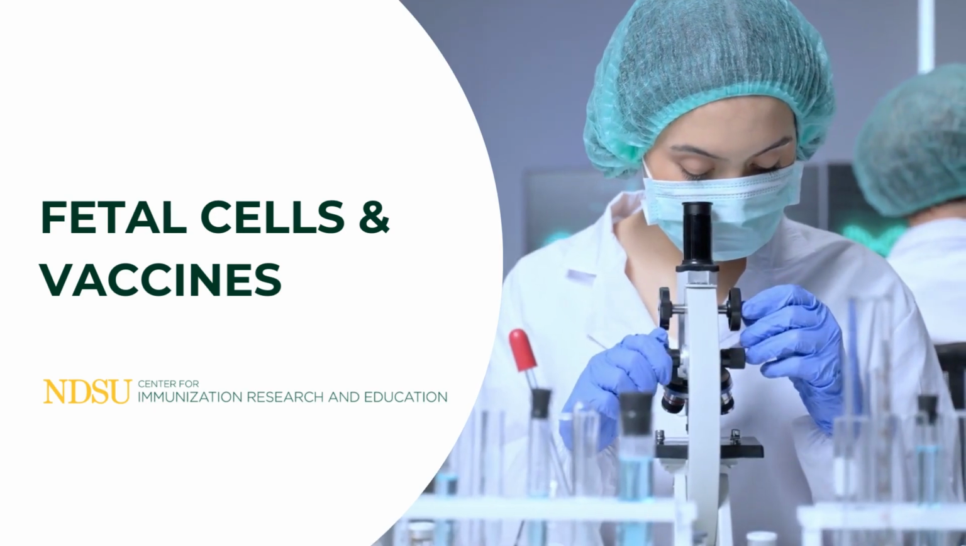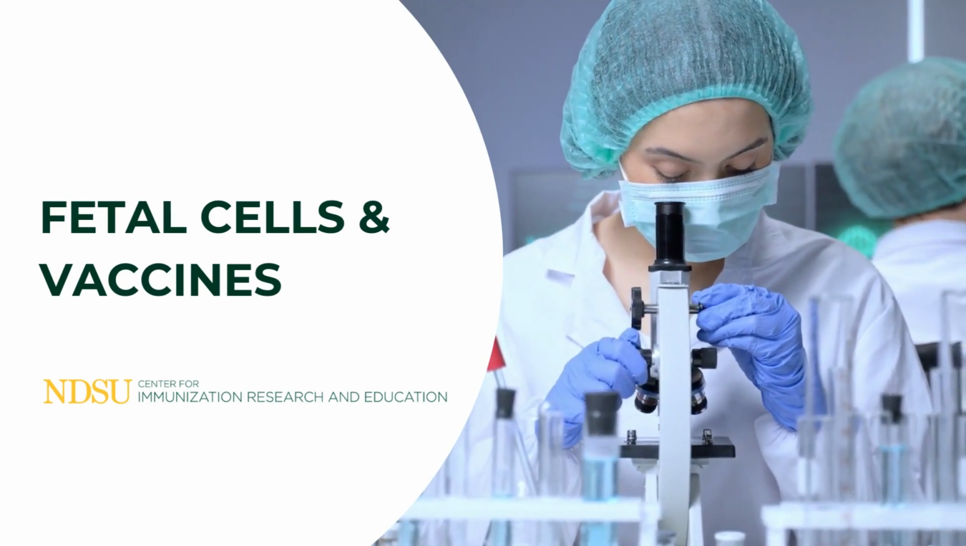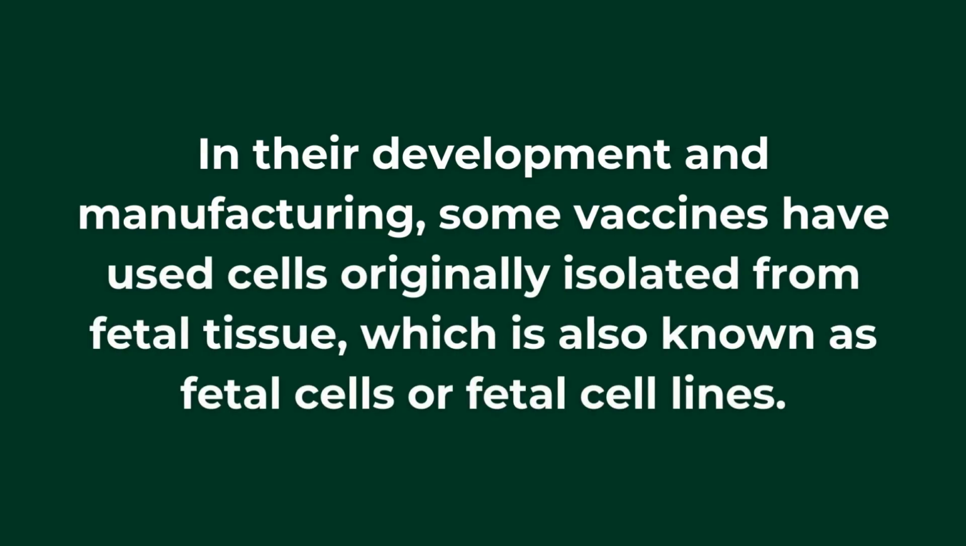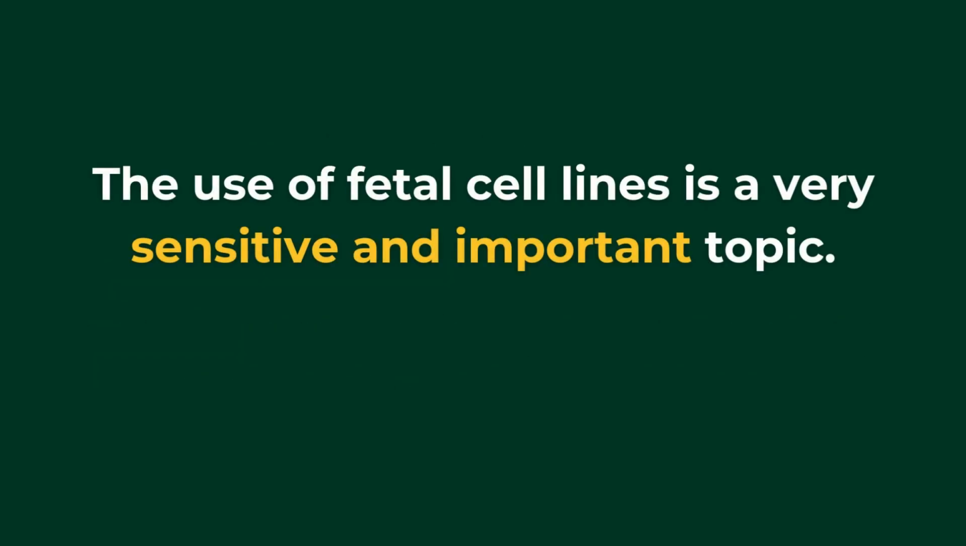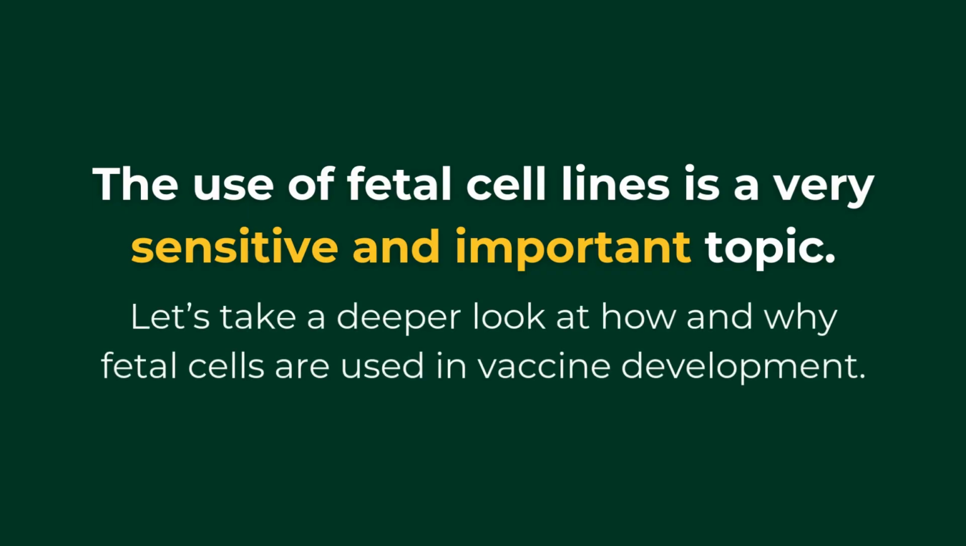In various stages of vaccine development and manufacturing, some vaccines have used cells originally isolated from fetal tissue, often referred to as fetal cells or fetal cell lines, some of which were originally derived from an aborted fetus. The use of fetal cell lines is a very sensitive and important topic within some faith communities and among individuals with concerns about the ethics of using materials derived in this way. So let's take a deeper look at how and why fetal cells are used in vaccine development.